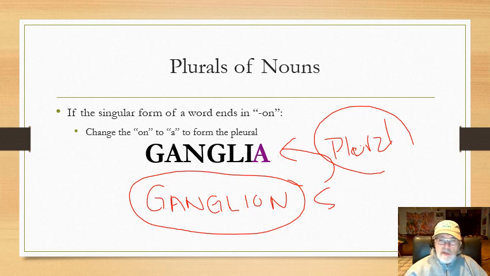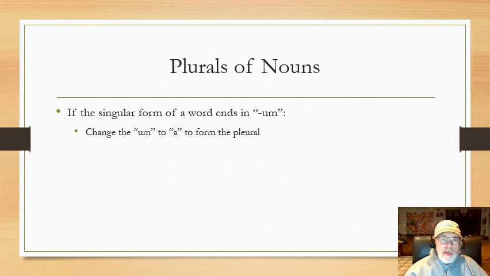So the ganglion becomes ganglia, plural. If the singular form of the word ends in um, change the um to an a to make it a plural.